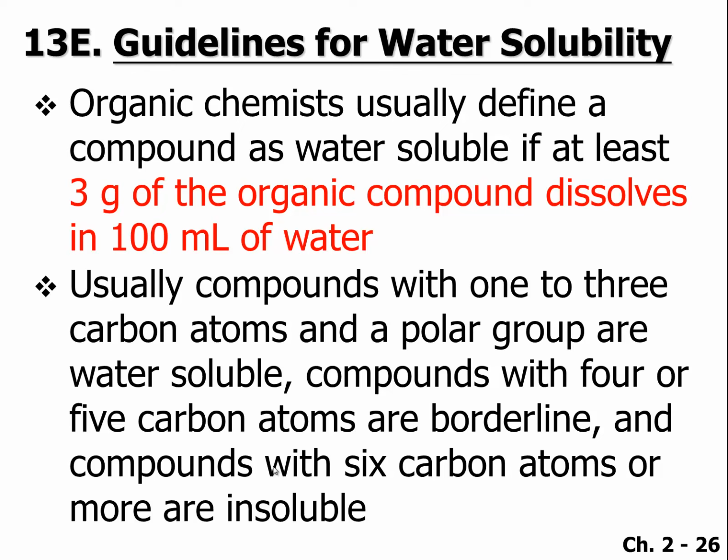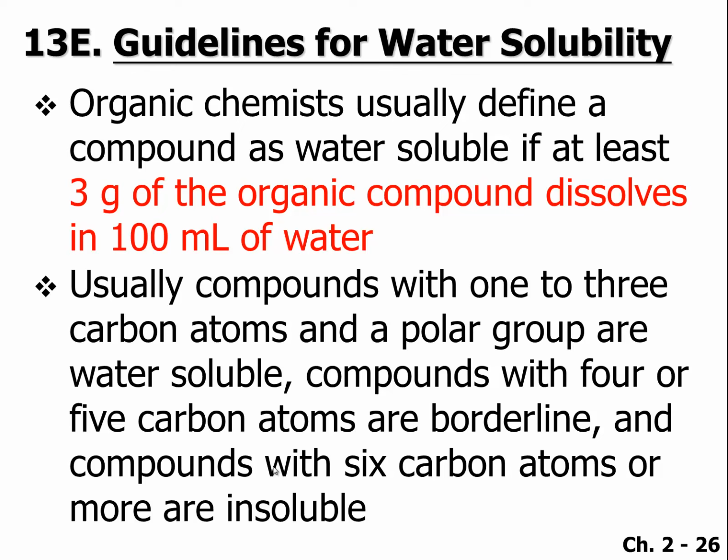And of course, you can sort of generalize this to if you have 1 to 3 carbon atoms in a polar group, it's typically water soluble. So we just looked at methanol, ethanol, isopropanol, 1, 2, and 3 carbon atoms with an alcohol. Those are all very water soluble. And then, of course, as we get to compounds with 4 or 5 carbon atoms, like butanol or pentanol, it starts to not be too soluble.